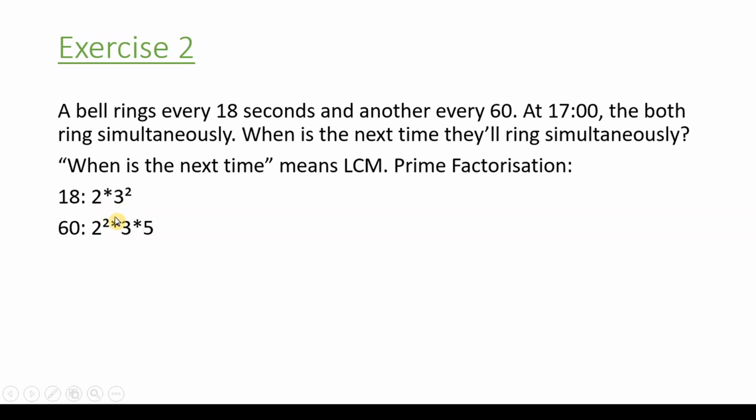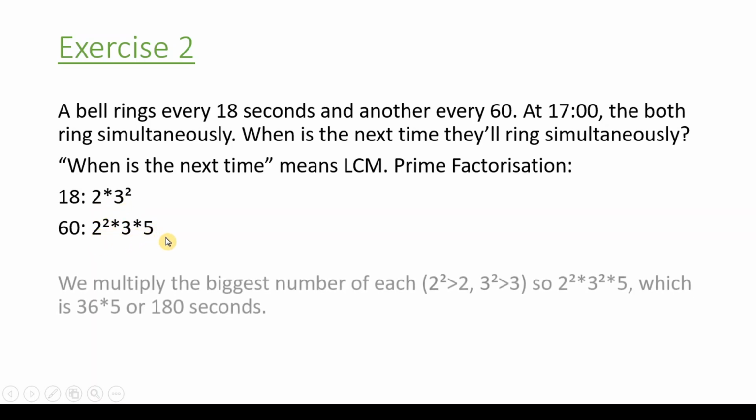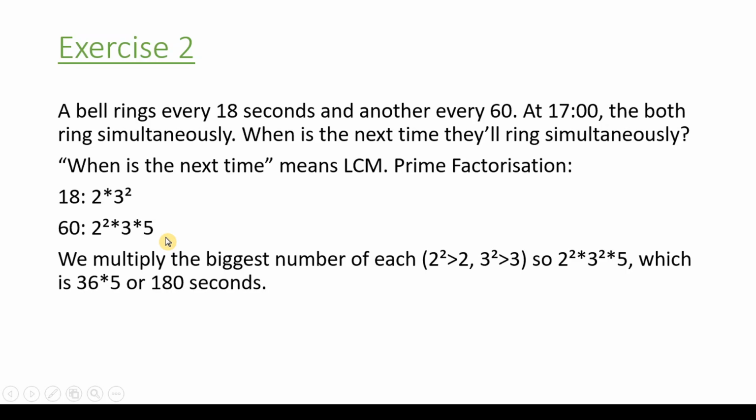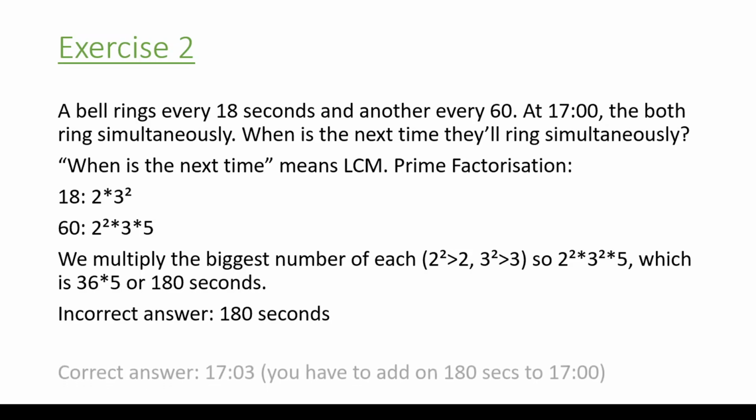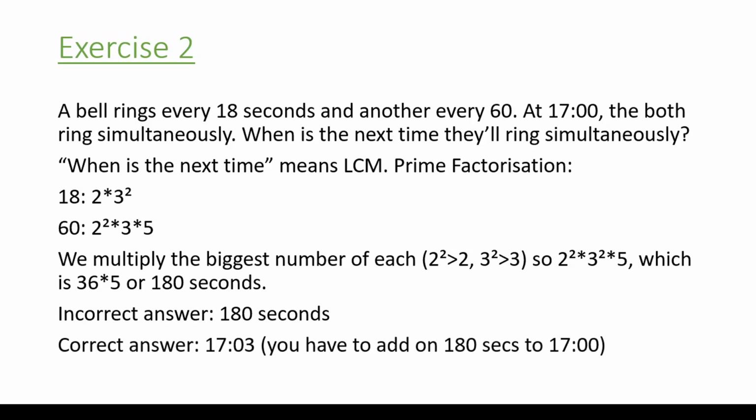2 times 3 squared. 2 squared times 3 times 5. So we multiply the biggest power of each. In our case, this will be 2 squared times 3 squared times 5, which is also 4 times 9, 36, times 5, which will bring you to 180 seconds. So if you put 180 seconds as your answer, you would actually be incorrect, because I wanted the next time they ring simultaneously. So 1703 would be the correct answer.